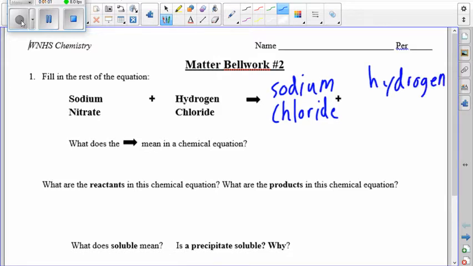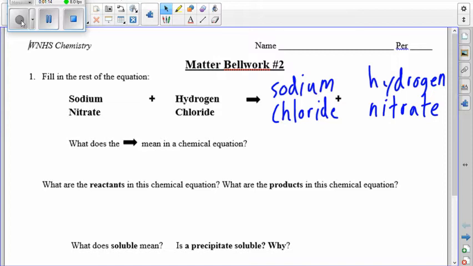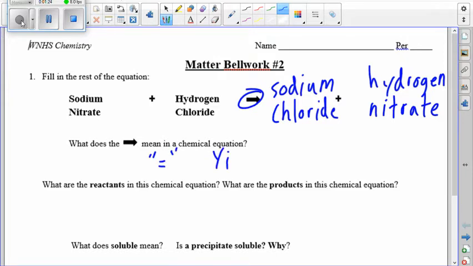Does it make a difference if I write sodium chloride first or hydrogen nitrate first? No, it does not. Just like 3 plus 2 and 2 plus 3 are the same thing. Doesn't matter the order. What does that arrow mean right here? Equal. Yeah, it's like the equal sign. What's its proper name? Yield. Yeah, it means yield. Or you could think of it as saying the words to produce, or produces or something like that.